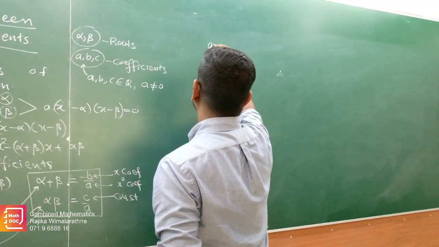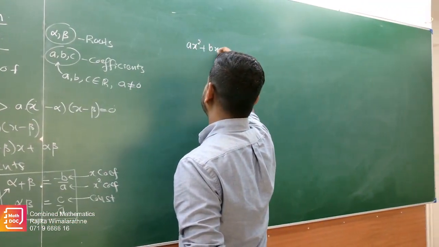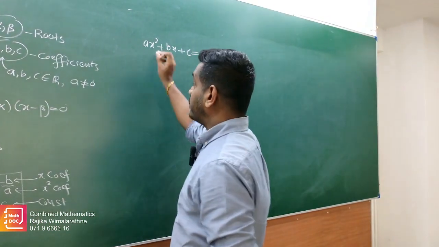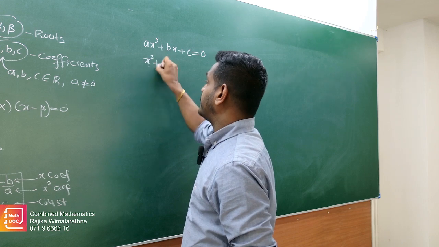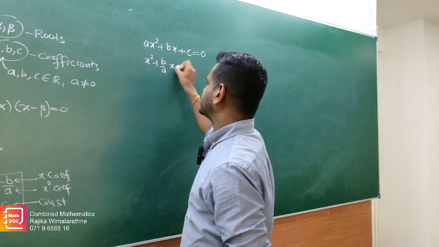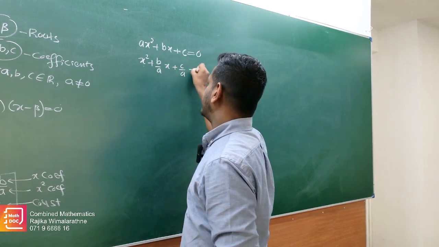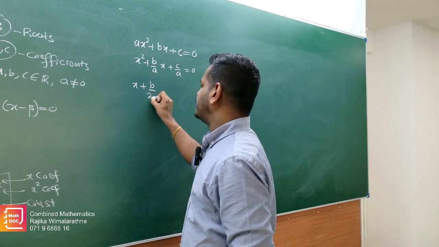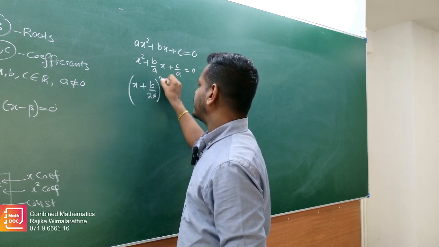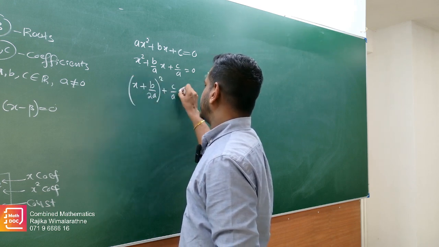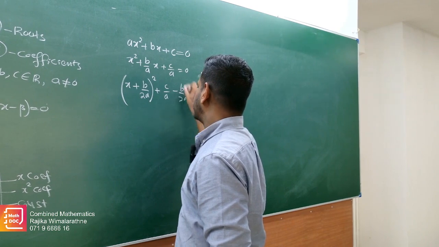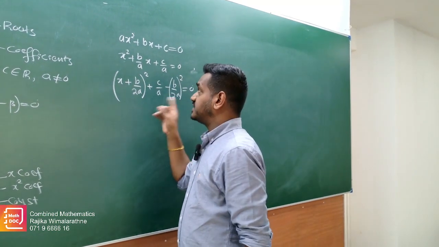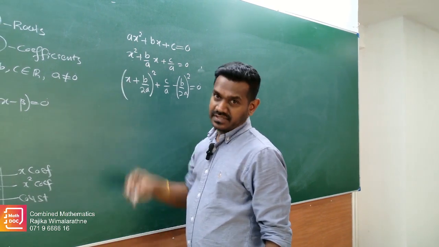Consider ax squared plus bx plus c equals 0. This is the way of obtaining solutions. x squared plus b divided by a x, use the complete square method, plus c divided by a equals 0. Then x plus b divided by 2a whole thing squared plus c over a minus b divided by 2a squared. We call this the complete square method. When you expand this, you can get the previous line.